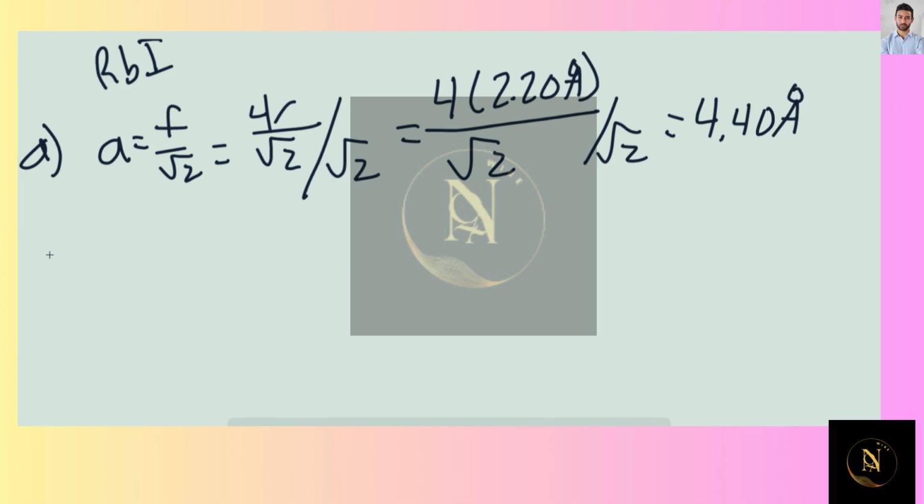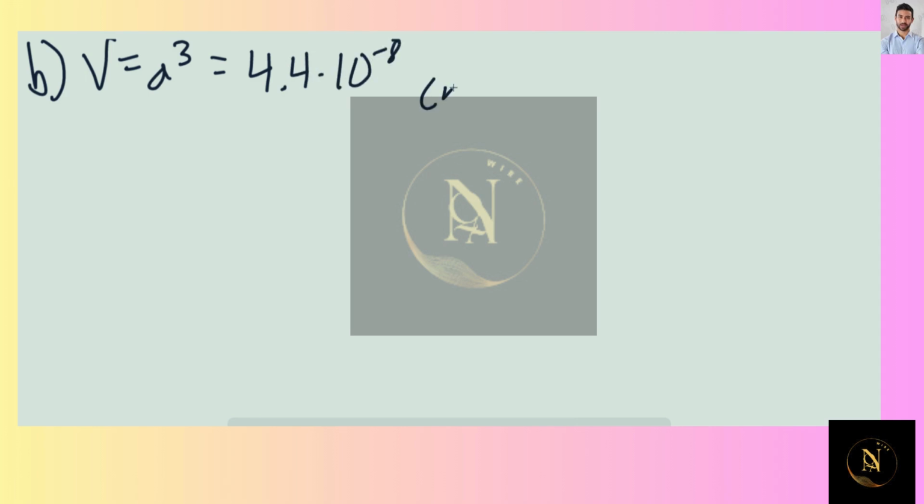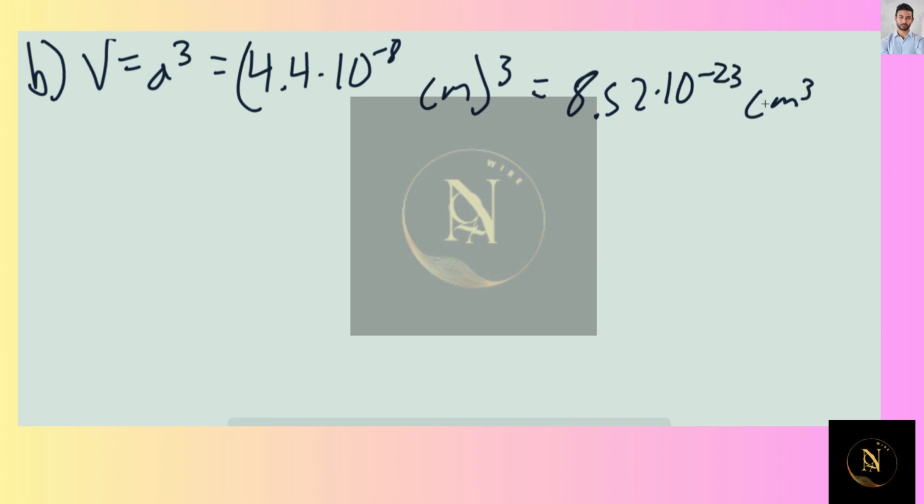And so now that we have this, we can move on to letter B. So this is our edge length. Now we can move on to letter B. And the first thing we want to do is find the volume, which is a cubed. And so 4.4 times 10 to the negative 8th centimeters, just converting angstroms to centimeters, cubed, equals 8.52 times 10 to the negative 23rd centimeter cubed.